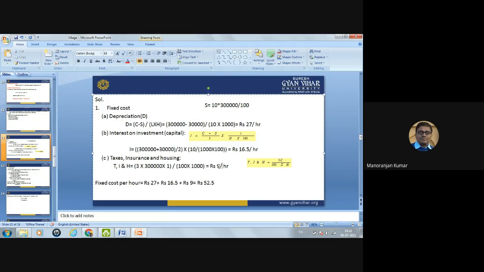So in this way you can calculate the fixed cost. After calculation, you add all these three costs: D 27 plus I 16.5 plus taxes, insurance and housing, this is 9 rupees. So 9. So after calculation, you will get rupees.